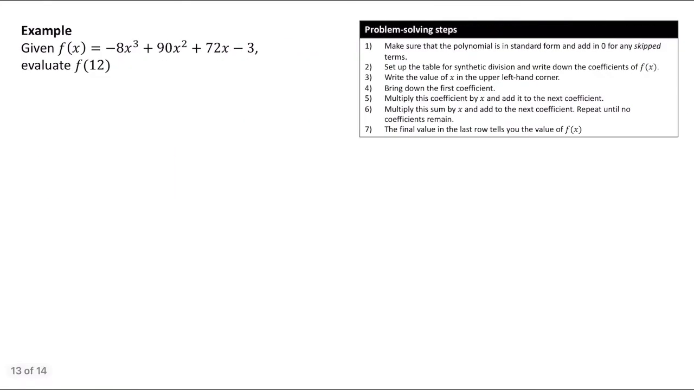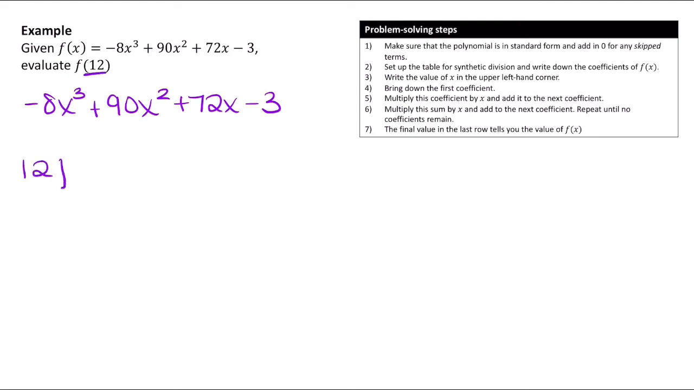So now let's try this example. So in this one, you can see that we have a lot of large coefficients and we have some higher degree terms. So let's make sure that it's in standard form. So we have negative 8x cubed plus 90x squared plus 72x minus 3. So everything's in standard form. We have no skipped terms. We also are plugging in a fairly large value of x. So we have this 12. So let's go ahead and write out our coefficients. So we have negative 8, 90, 72, and minus 3.